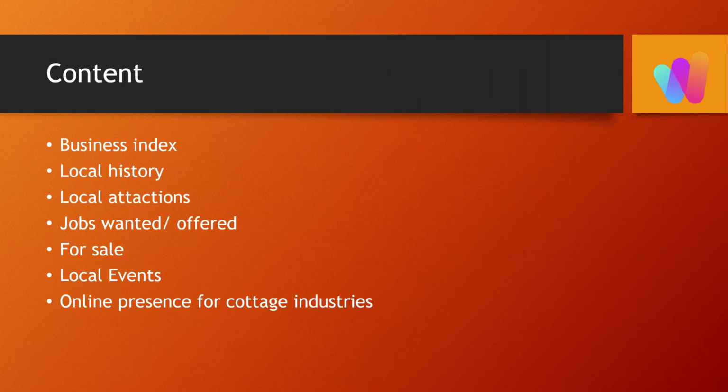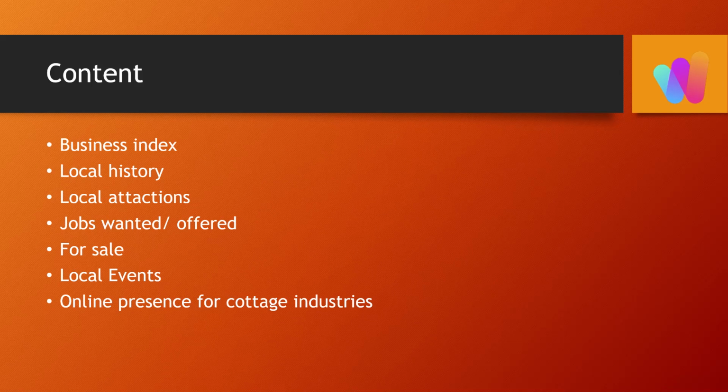So what's this course going to be about? It's about building, as I say, a community portal. What we're going to be looking at doing is building a business index. We're going to provide facilities for people to add elements of local history to the website, to list local attractions, but also, as a support to the community, be able to advertise jobs that are wanted or offered.